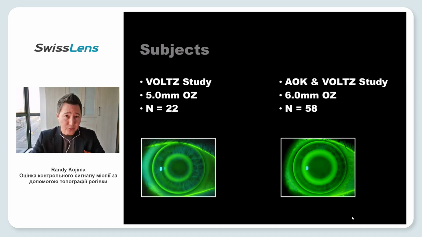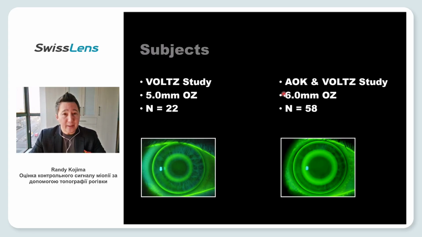The primary difference was that one of the groups was fit in the 5 mm optic zone. The other group was fit in the 6 mm optic zone lens. So both the same lens, both fit with the same protocols, just with different construction of the optic zone. We looked at the 2-year data that we had retrospectively on both the VOLTS group and the VOLTS plus the AOK group. So all the patients in the VOLTS study had a 5 mm optic zone, and all of the patients in a 6 mm optic zone came from between the AOK and the VOLTS study.